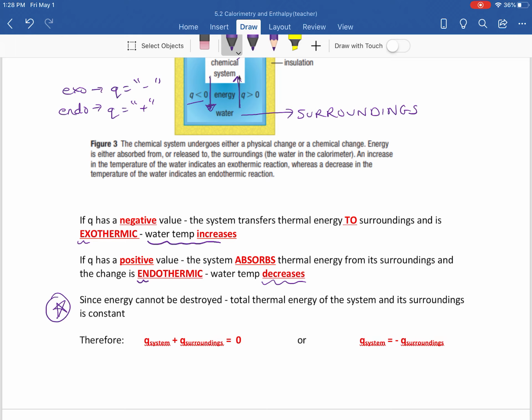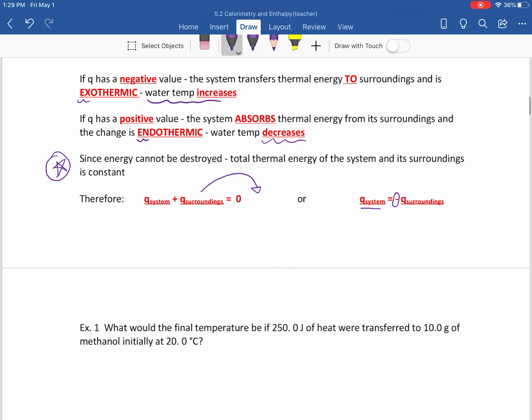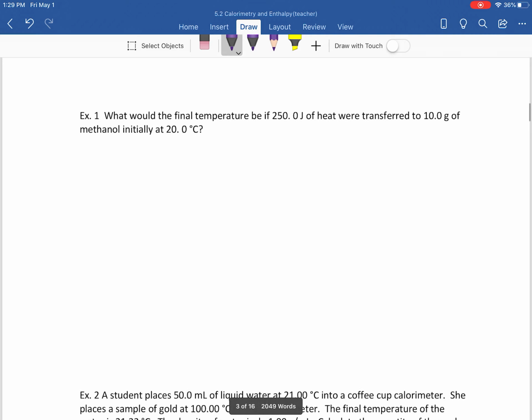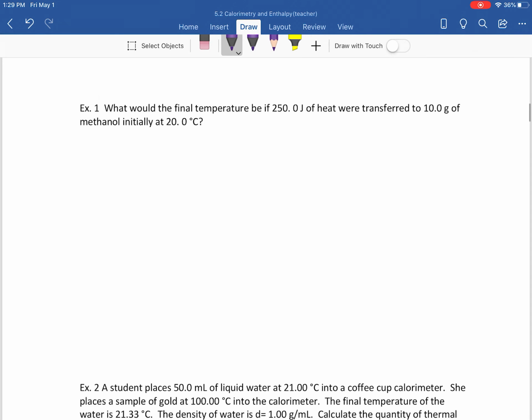Okay, so don't forget our law of conservation of energy. Q of the system plus Q of the surroundings equals 0. Or if we're going to just do the magic over the equal sign thing, the Q of my system equals, now this is an important one, negative Q of the surroundings. They are equal and opposite in magnitude. Yeah? All right. Moving on to the math. Are you ready?